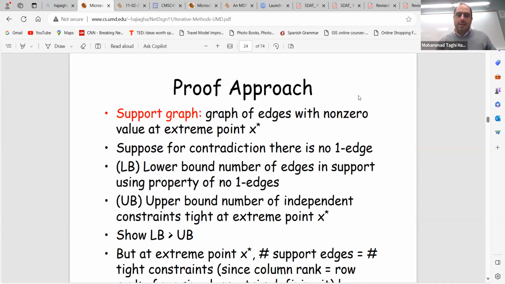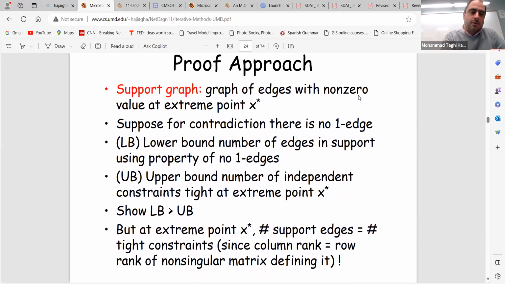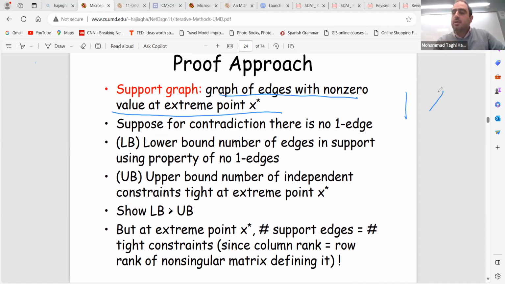Good. So let's consider this is the main approach essentially. Consider the support graph. What is the support graph? The support graph is a graph of edges with non-zero values at the extreme point x star. So I will solve this LP and it gives me some solutions, correct? Some of them are non-zero, and the zero ones, as I mentioned, I can remove. And if they were 1, I could also remove them. So every x here is something where the value I get is between 0 and 1.